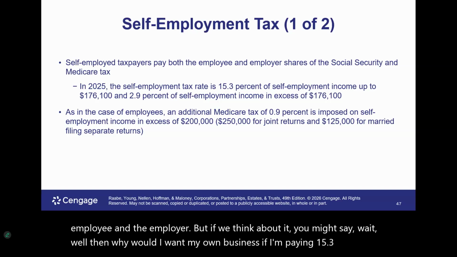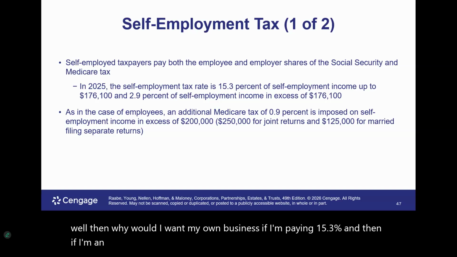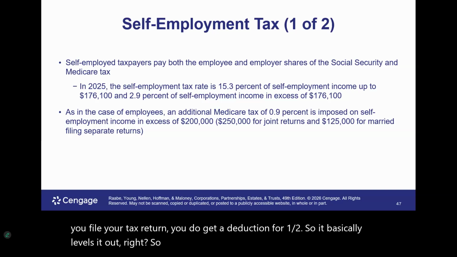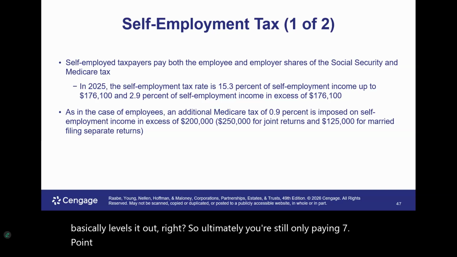And then if I'm an employee, I only pay 7.65%. So as a self-employed individual, when you file your tax return, you do get a deduction for one half. So it basically levels it out, right? So ultimately, you're still only paying 7.65% because you get a deduction for one half.